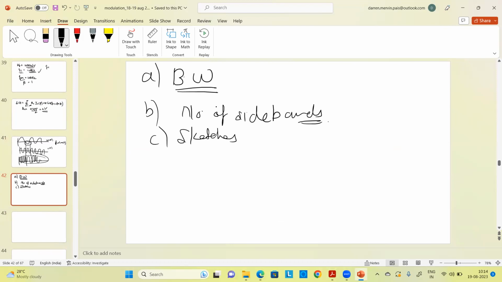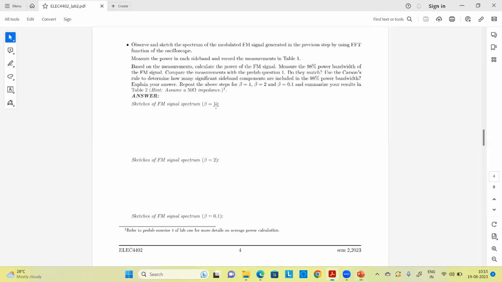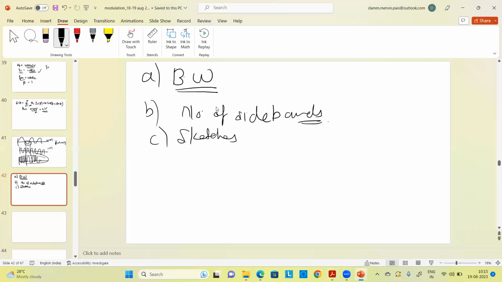So I'll show you for beta is equal to 1. The same thing will be applicable for beta is equal to 2 also. Nothing different. But beta equal to 0.1 is going to be narrowband, isn't it? Exactly. Very good.